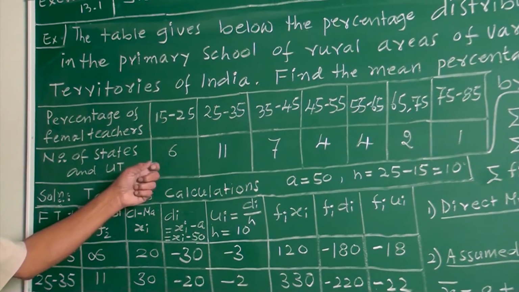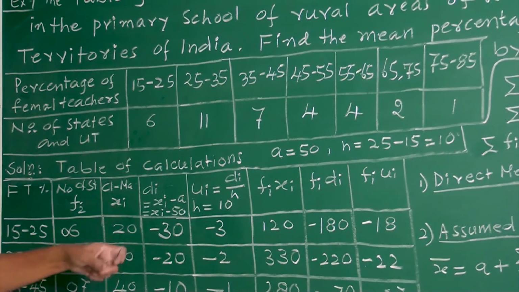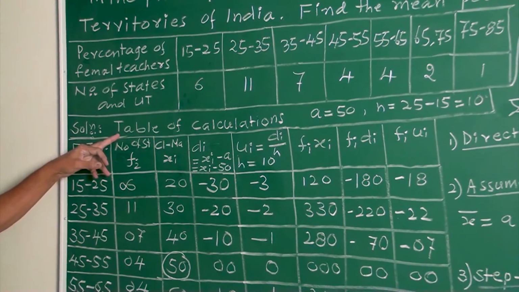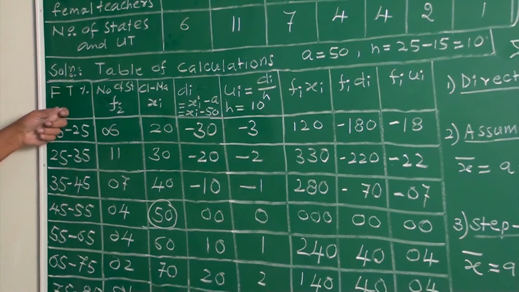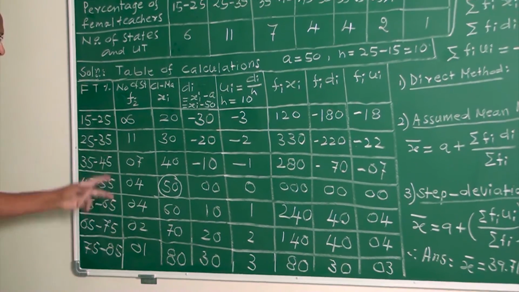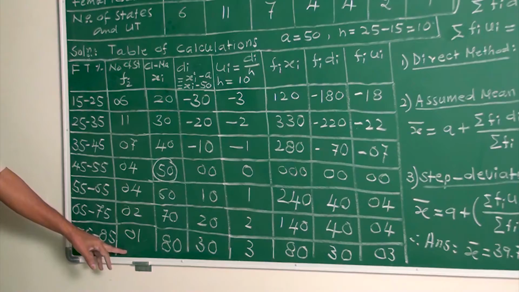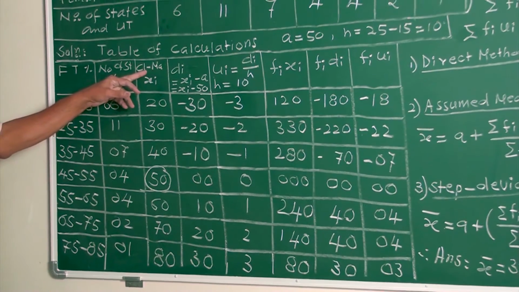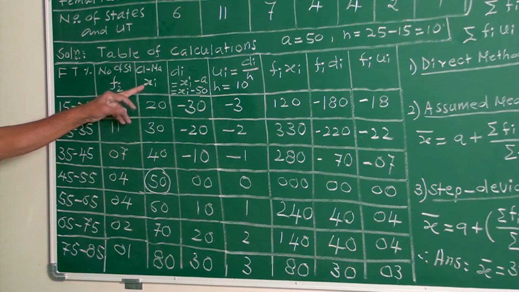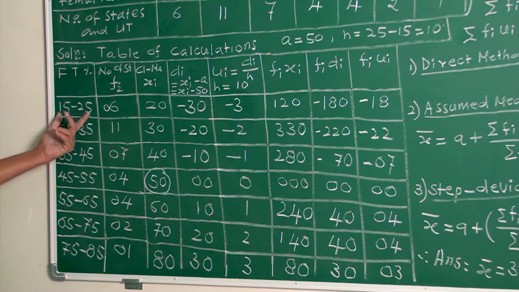Yes, friends. For this distribution, this is the table of calculation. These two rows, we will write in the form of columns. Next comes the class mark, denoted by xi. What is it? This is the average of the class limits: add these two and divide by 2.